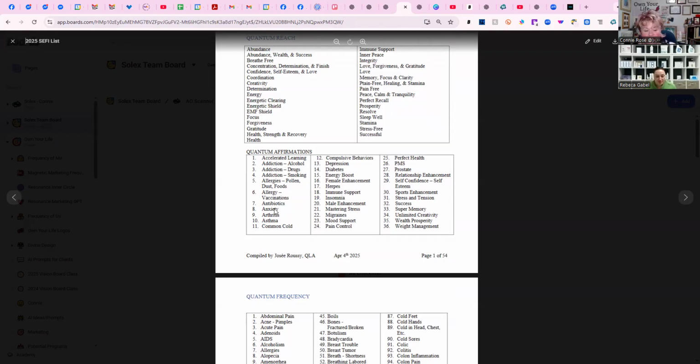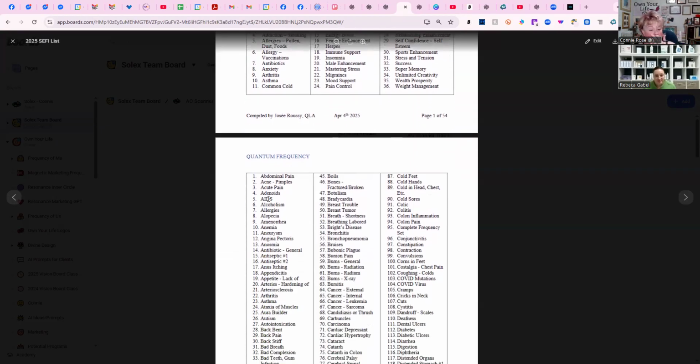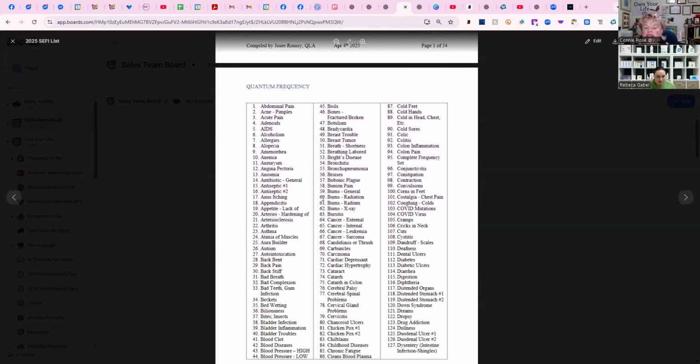Allergies, anxiety, arthritis, asthma, common cold. Sweet Jesus, we're going into Christmas and winter season. Compulsive behaviors, depression, diabetes, weight management. Pick one. You could build a whole entire business around PMS, prostate, relationship enhancement, insomnia, male enhancement, mastering stress, migraines. Pick one on the first page. But then when you go into the physical stuff, oh my goodness.